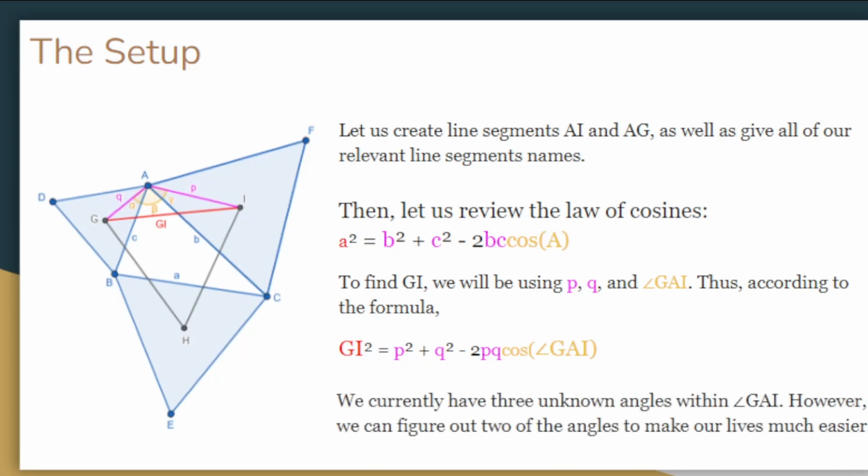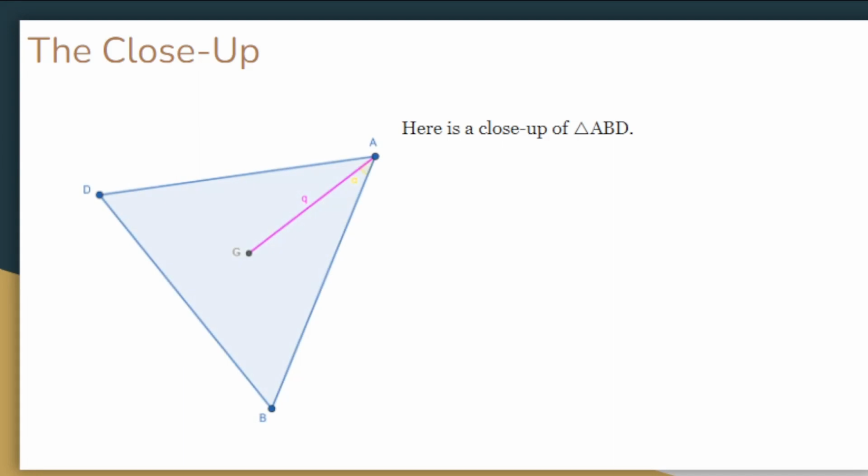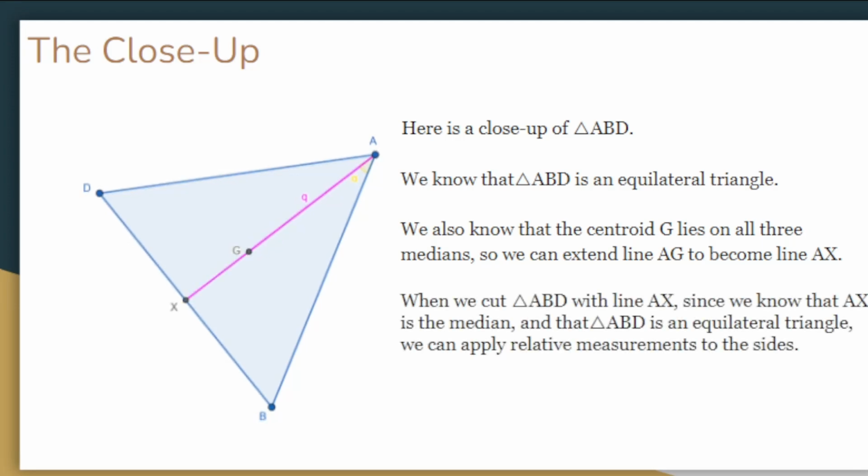We currently have 3 unknown angles within angle GAI, but we can figure out 2 of those angles to make our lives much easier. To do so, here's a close-up of triangle ABD. We know that triangle ABD is an equilateral triangle. We also know that the centroid G lies on all 3 medians, so we can extend line AG to become line AX. When we cut triangle ABD with line AX, since we know that AX is a median, and that triangle ABD is an equilateral triangle, we can apply relative measurements to the sides.